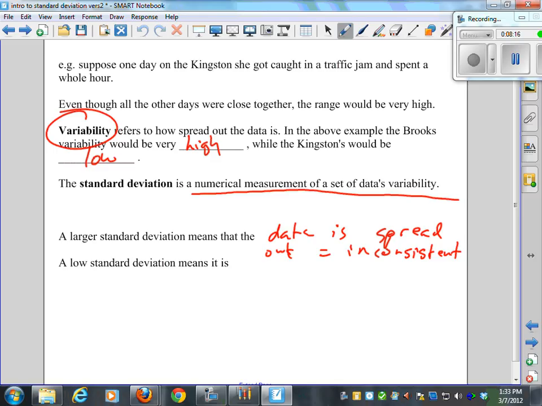Low standard deviation means that it is close together. Very consistent data. Close together or very consistent. Okay? That is something you need to know. Big standard deviation means it's spread out. Low standard deviation means it's close together.